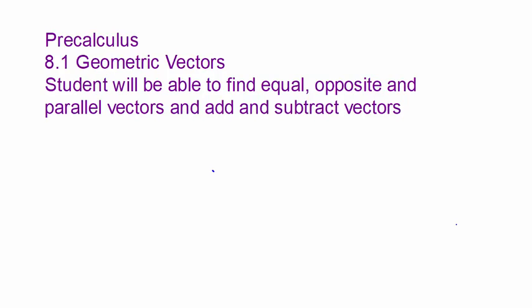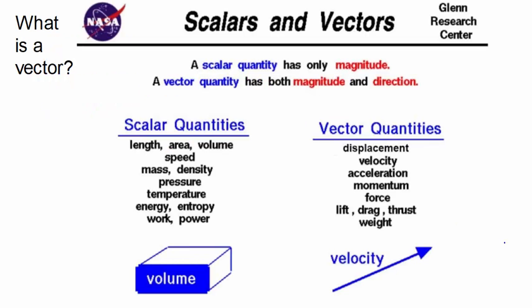We're going to take a look at vectors and be able to determine equal, opposite, parallel vectors, as well as be able to add and subtract vectors. So a vector is a number that has a direction.